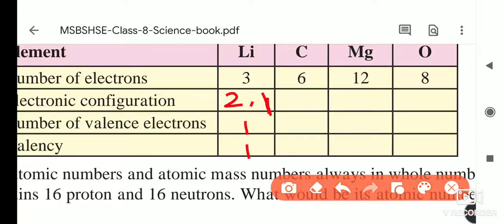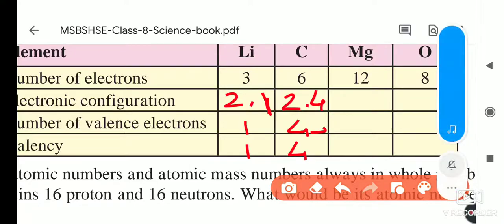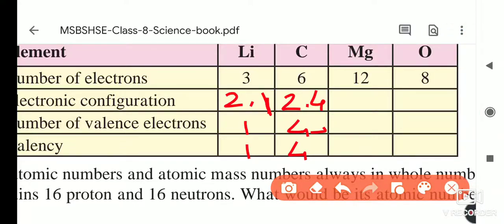Now the electronic configuration of carbon, atomic number is 6. So in the first orbit 2 electrons will enter, and in the second orbit how many electrons will enter? 4. So how many valence electrons are there in the outermost orbit? 4 valence electrons, and its valency is also 4, because to complete its octet he must take 4 electrons from another element, or to complete a duplet he must donate 4 electrons to the other element. But actually carbon neither donates nor takes electrons, it shares the electrons. Okay, that we will study in the future in 9th standard.